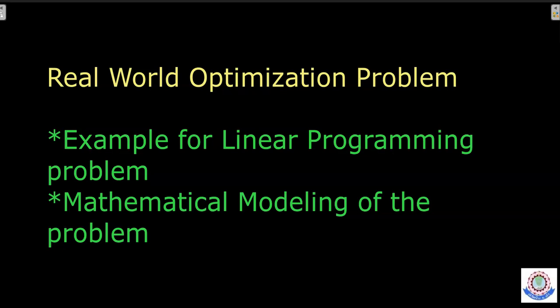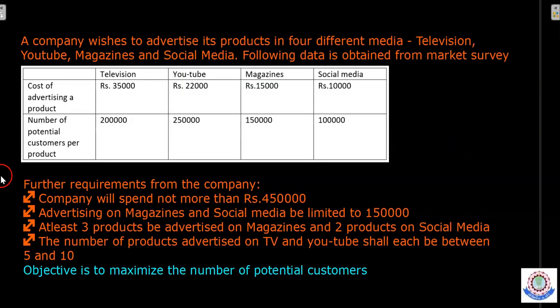Good day, students. In this video, we are going to see an example for a real-world optimization problem. The example considered in this video is a linear programming problem. We are also going to see the mathematical modeling of the problem and how to derive that mathematical modeling. Let us consider this particular example. It is an advertising planning example.